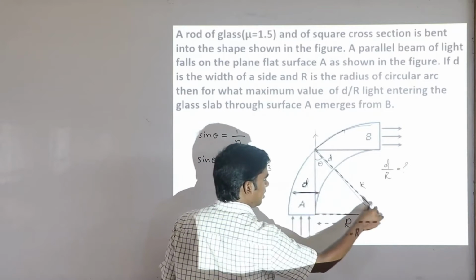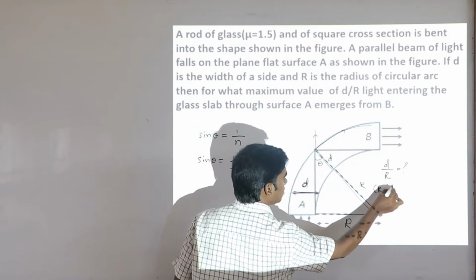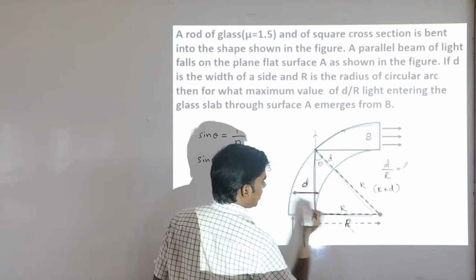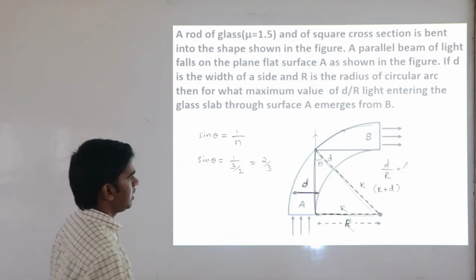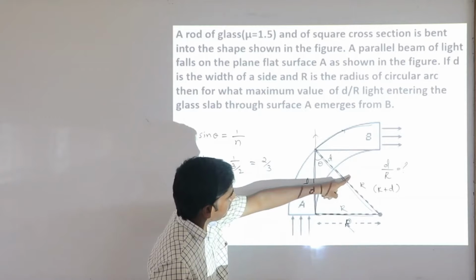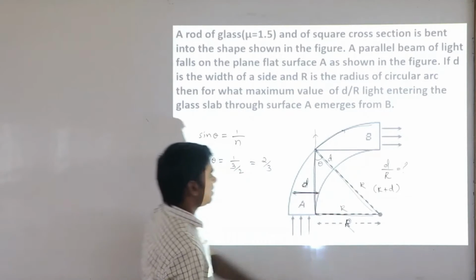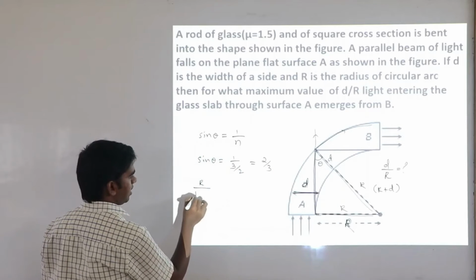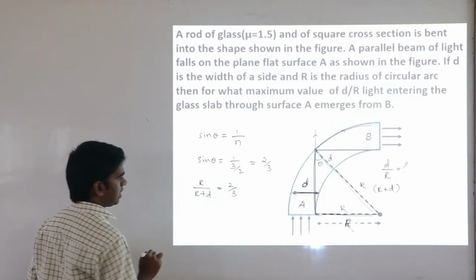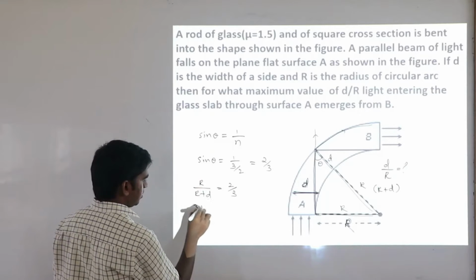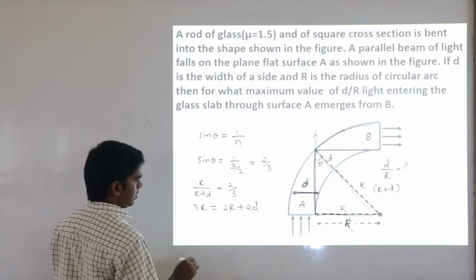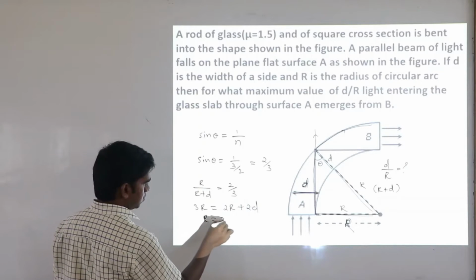So in total it will become what? This will become r plus d, and this will become what? This is r. So this is going to be a triangle. Now take sine theta. Sine theta is opposite divided by hypotenuse. So r divided by r plus d. So I will write r divided by r plus d equals 2 by 3. Now what can you write? 3r equals 2r plus 2d. So you will get r equals 2d.